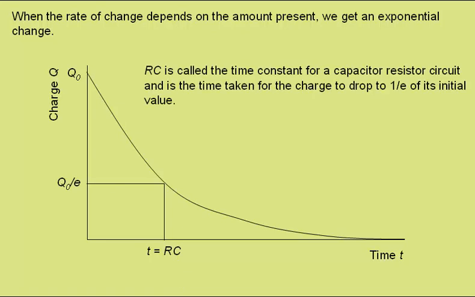RC is called the time constant for a circuit, and it is the time taken for the charge to drop to 1 over e, or around a third, of its initial value. From this, we get the equation Q equals Q0 e to the minus t over RC, where Q is the charge at time t, Q0 the initial charge, R the resistance in ohms, and C the capacitance in farads.